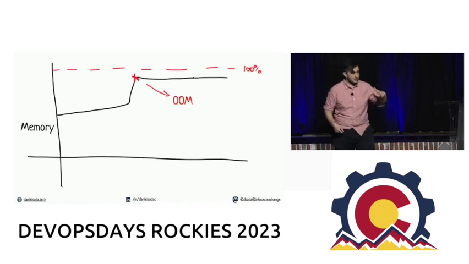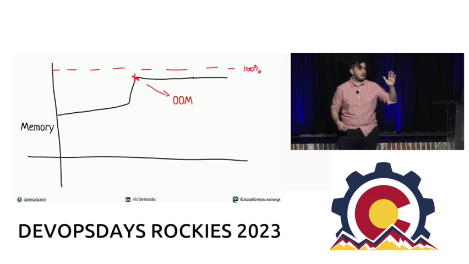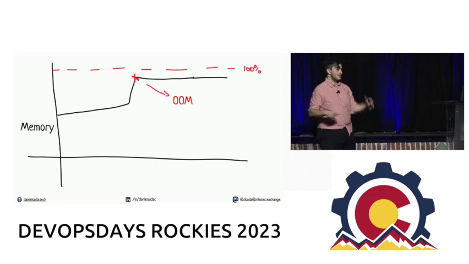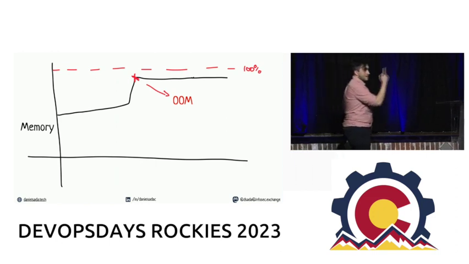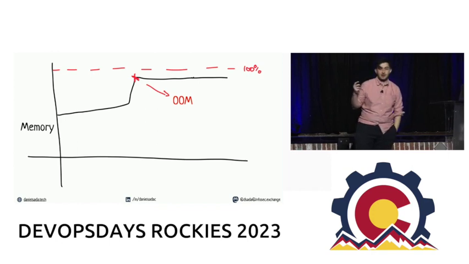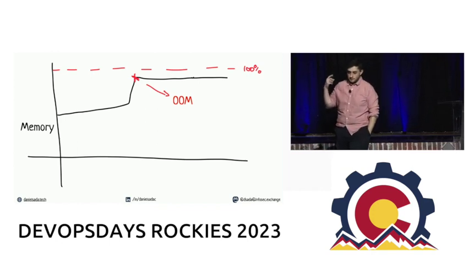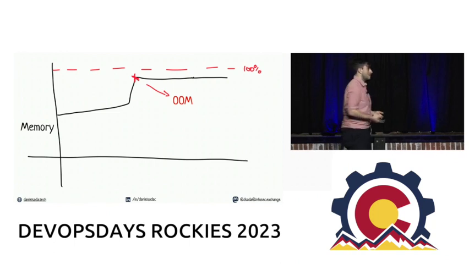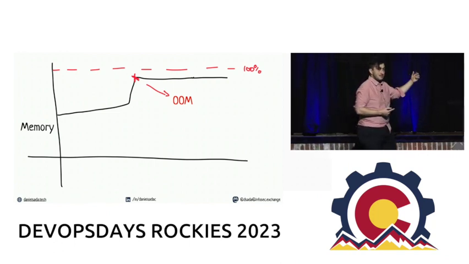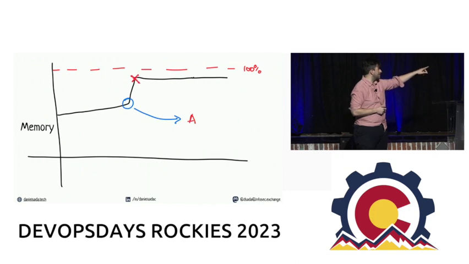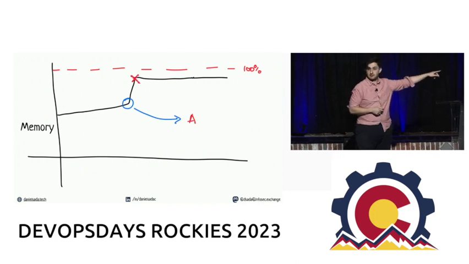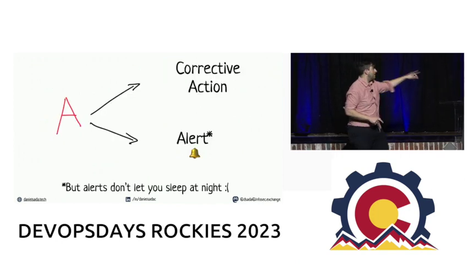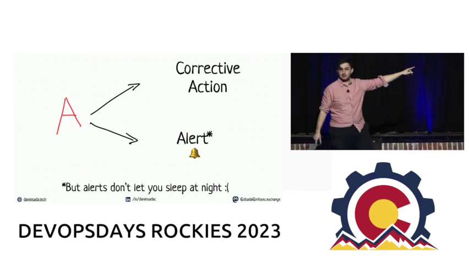If we see a steep incline in memory usage, and this could happen as a garbage collection event, this could happen as a heavy application, this could happen with a thread lock. And this event will help alert you when it's going to happen, or have automatic corrective action.